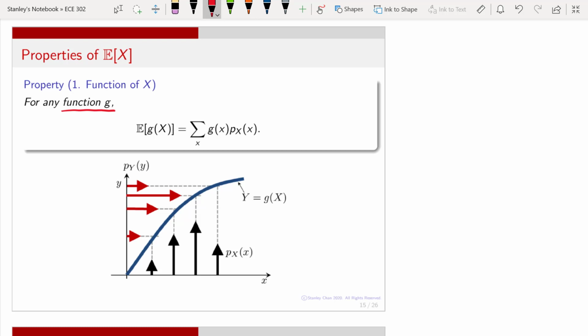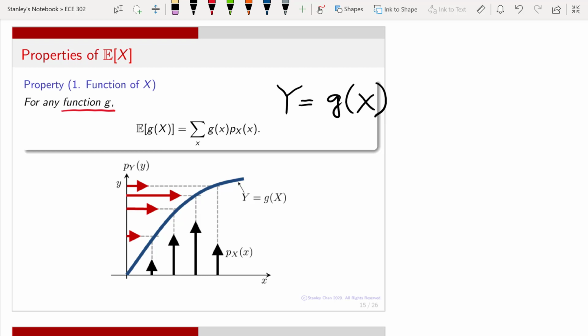To explain this property, let me draw you a diagram. Here is a function y equals g(x). And on the x-axis, I'm showing you all the probability masses. When you try to apply this mapping, we define y equals g of x. Then where will the y be located? You look at this curve, and then you send all these arrows to the corresponding y's. And here will be your y's.